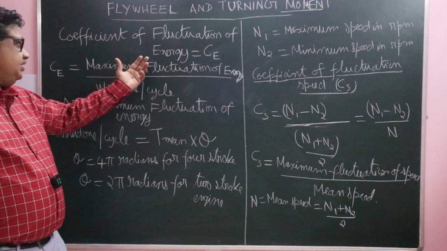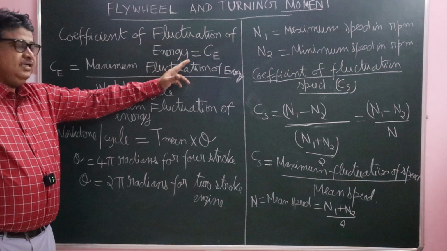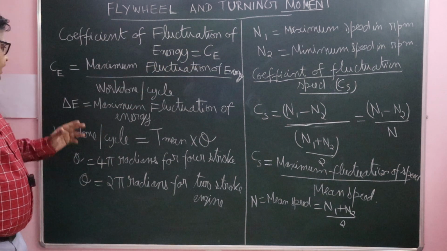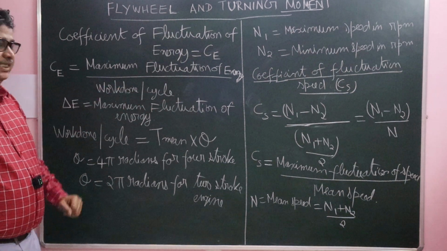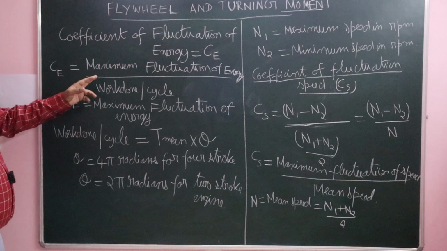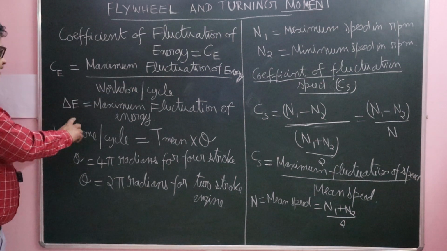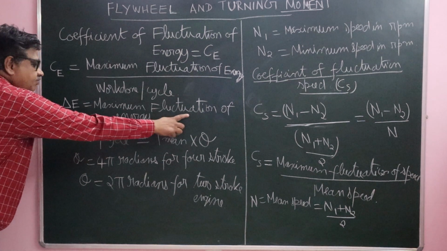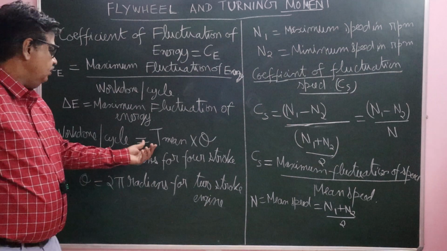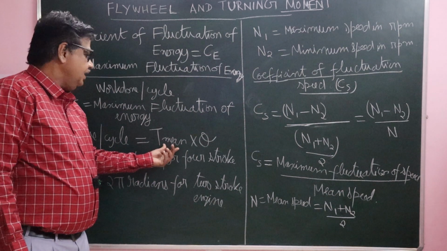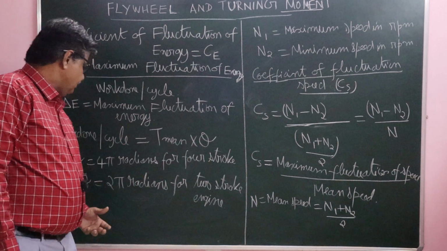Therefore, what is the coefficient of fluctuation of energy? Coefficient of fluctuation of energy, CE, is the ratio of the maximum fluctuation of energy to the work done per cycle. Delta E is the maximum fluctuation of energy. Work done per cycle is equal to T mean, the mean turning moment or mean torque, into theta, the crank angle turned.